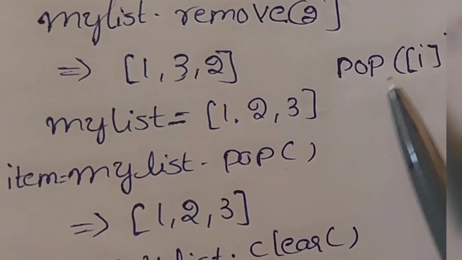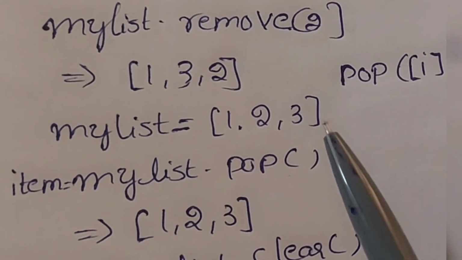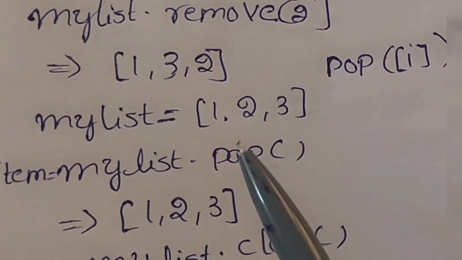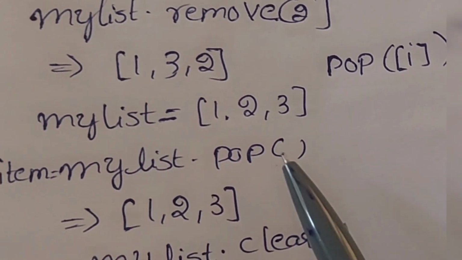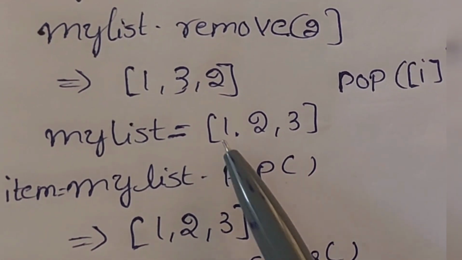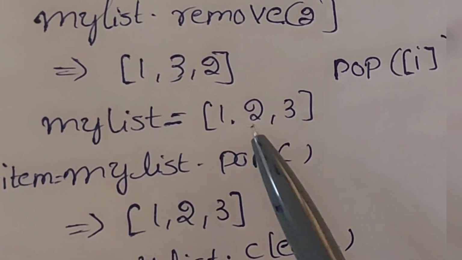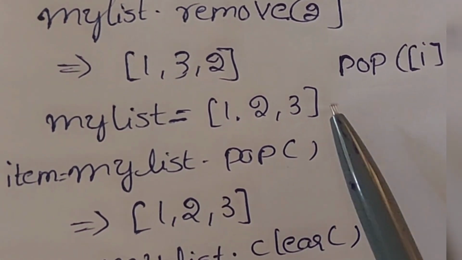For example, here we want to remove the element at index 0. So the 0th indexed element is 1. So when we mention 0 here in the brackets, it will remove the element at index 0, which is 1. And the output of the list will be 2, 3.